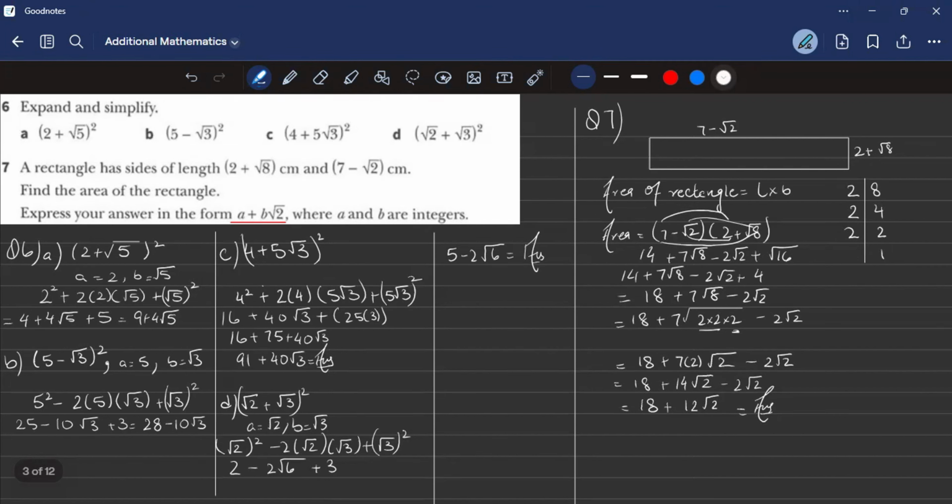Wait a second, I made a mistake. I'm really sorry, it's a minor one, but it's there. This is not positive under root 16, and this is not 18. Why is that? The negative under root 2 is multiplied by positive under root 8, and negative multiplied by positive gives negative. So this is going to be minus 4. And what is 14 minus 4? It's 10. So 10 plus 12 under root 2 is your answer for question number 7.